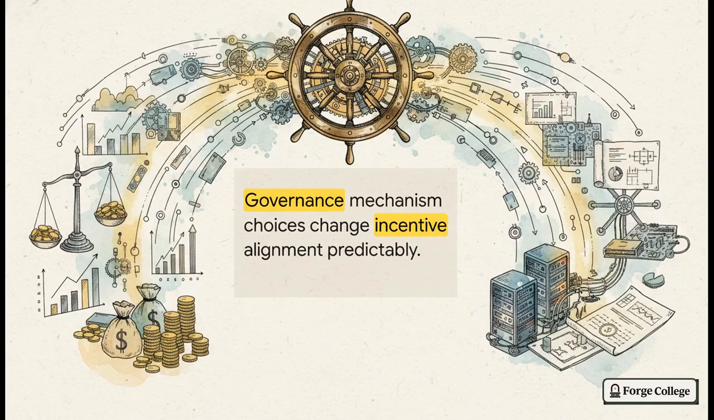And the core insight there was simple but honestly profound. Governance mechanism choices predictably change incentive alignment and stakeholder power. Those effects then ripple outward, right? They impact economic outcomes and technical design. So we're actually going to use governance as the primary axis to evaluate each web era, creating a shared structure to apply everything you've learned so far.